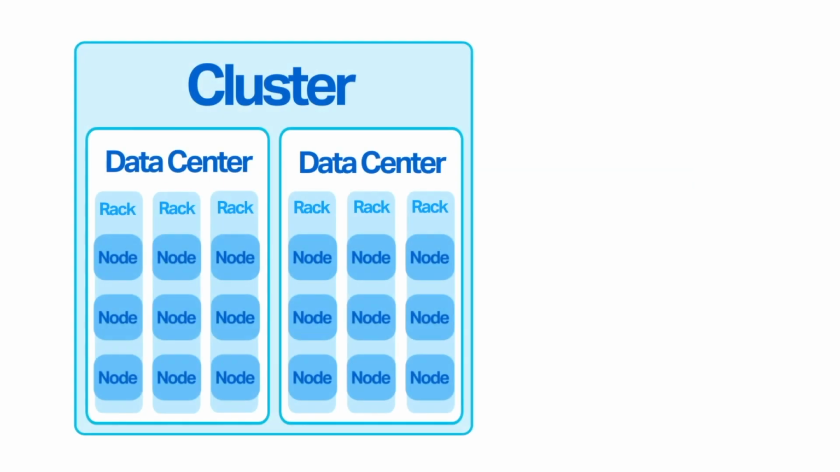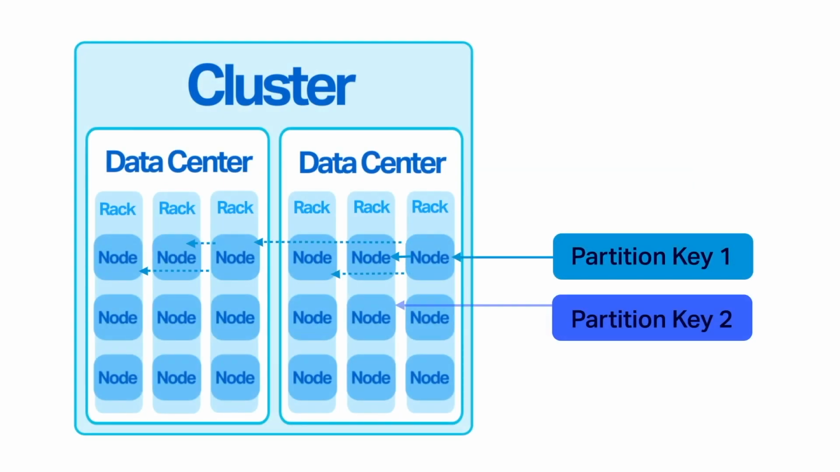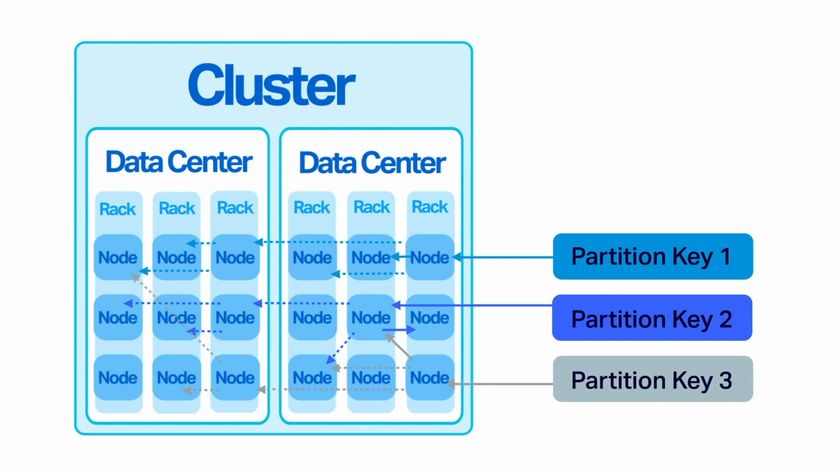The second key bit of terminology I wanted to talk about was consistency level. Consistency level is a property of a query in Cassandra, and consistency level determines how many replicas that are relevant to the query need to return an answer before the query will be considered to have succeeded.